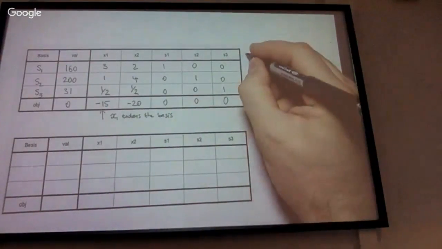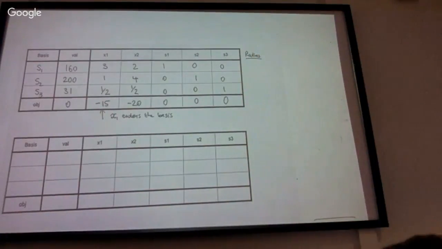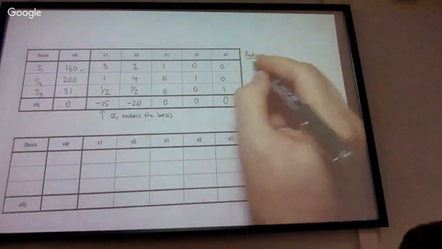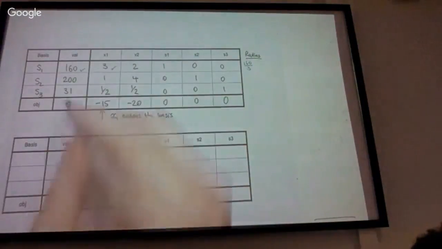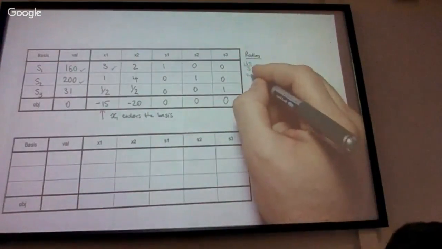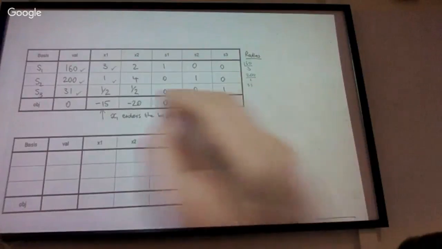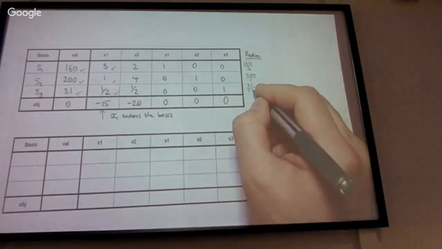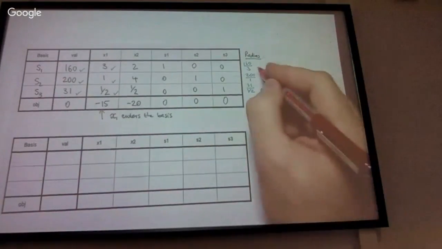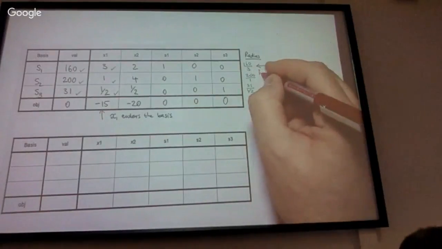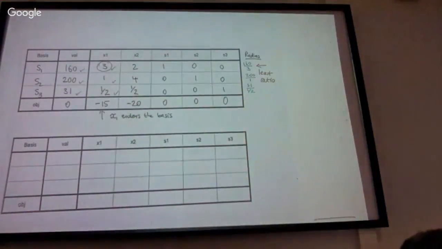Now, we need ratios. So ratios are 160 from here, divided by 3 from here, 200 from here, divided by 1 from here, and 31 from here, divided by 1/2 from here. And we know from before that this is the least ratio. So this element over here is going to be the pivot element.